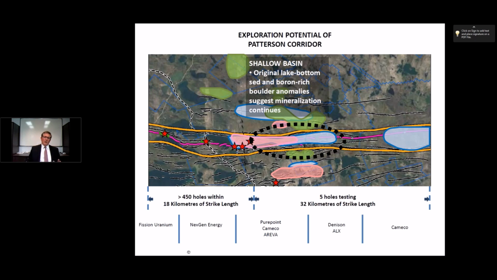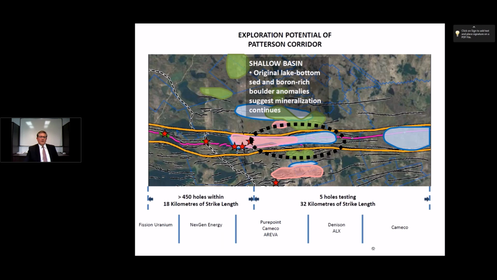As we move out into the shallow areas of the basin, where we are seeing a lot of surface indicators of mineralization through the boron, through the boulders, through the lake bottom sediment, there's obviously a lot of prospective area, because the indications are that the mineralization does continue on beyond most of the current work, and there's work to be done out there. As we move into the Denison ALX scenario, through a recent transaction, we're aware that Denison will soon be doing more work out there, and it'll be interesting to see how that evolves and how we see those indicators turn into tighter targets and drill targets.